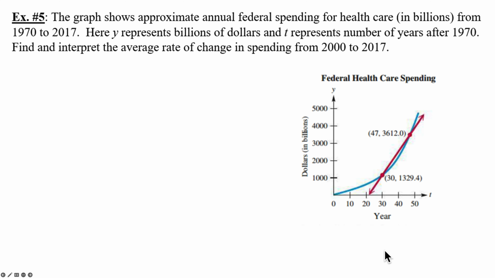Example 5. The graph shows approximate annual federal spending for healthcare in billions from 1970 to 2017. Here, y represents billions of dollars and t represents the number of years after 1970. Find and interpret the average rate of change in spending from the year 2000 to 2017.